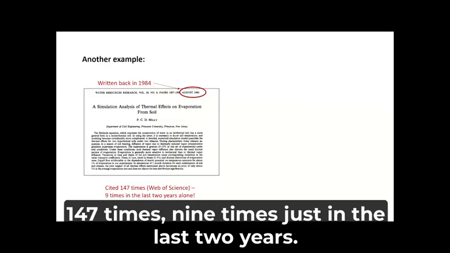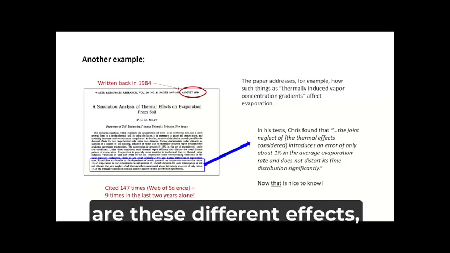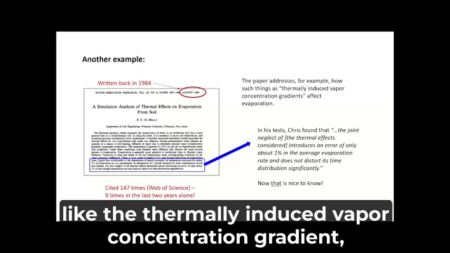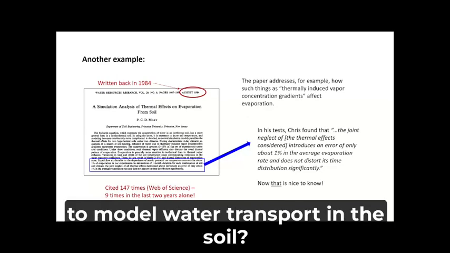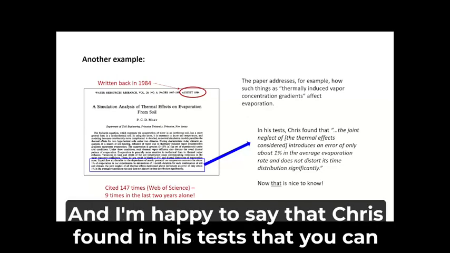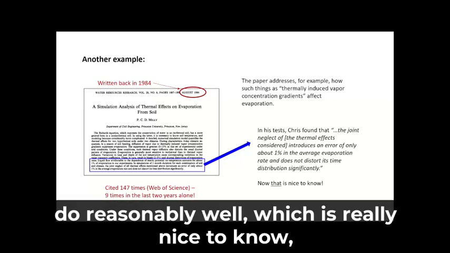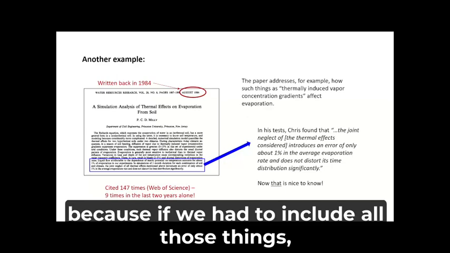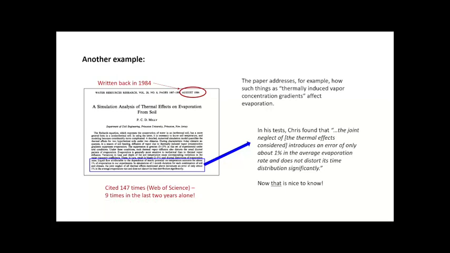Another example from that time period is this one, cited 147 times, 9 times just in the last 2 years. Basically, he looked at how important these different effects are, like the thermally induced vapor concentration gradient, for example. How important is that to get right if you want to model water transport in the soil? And I'm happy to say that Chris found in his test that you can neglect a lot of these really complicated things and still do reasonably well, which is really nice to know, because if we had to include all those things, I think we'd all be bogged down a lot in terms of computer time and so on.